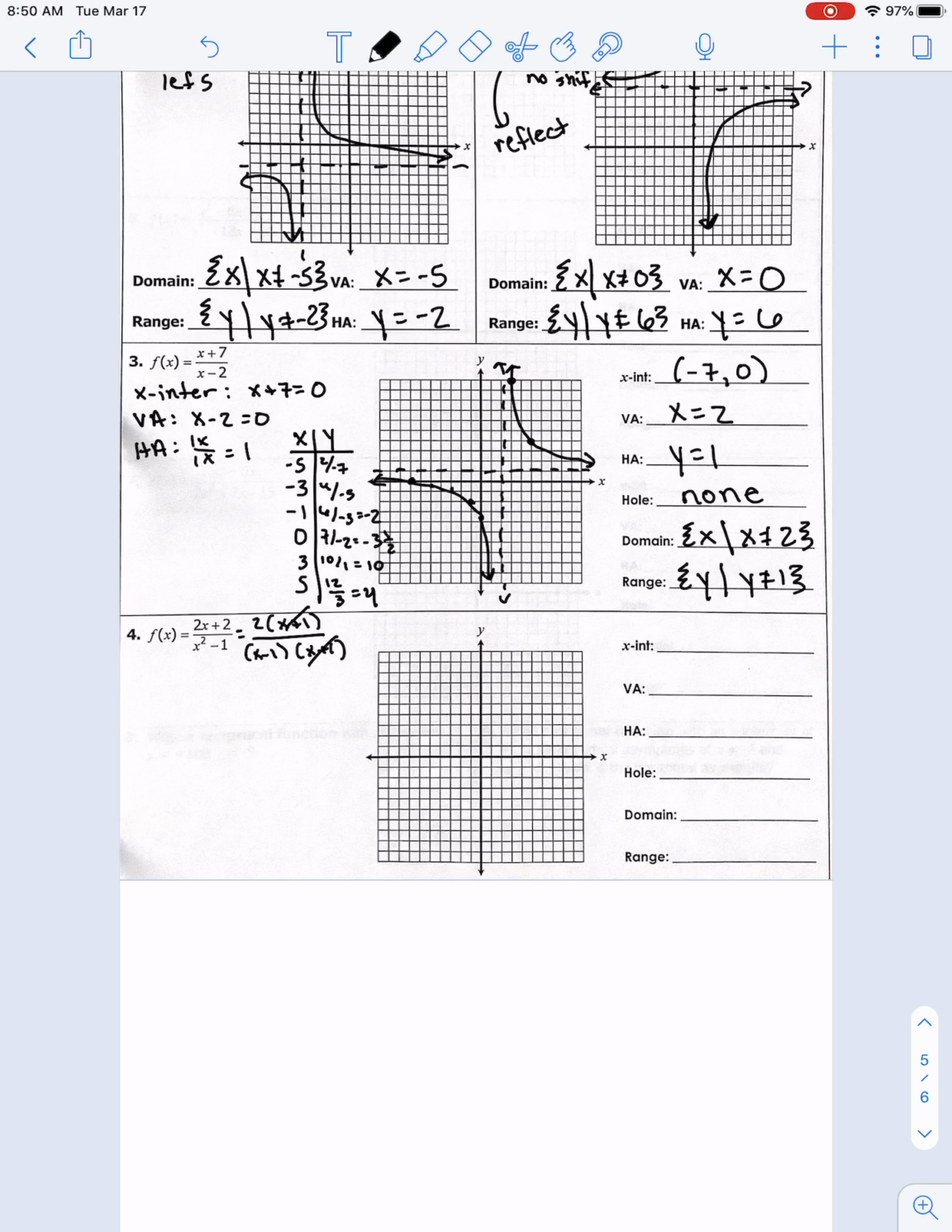If we're trying to find the x-intercept, we will set the numerator equal to 0. So our numerator is 2. 2 equals 0. That is not true, so that means we have no x-intercept. For our vertical asymptote, we're going to set the denominator equal to 0, x minus 1 equals 0, and that is solvable for x equals a positive 1.